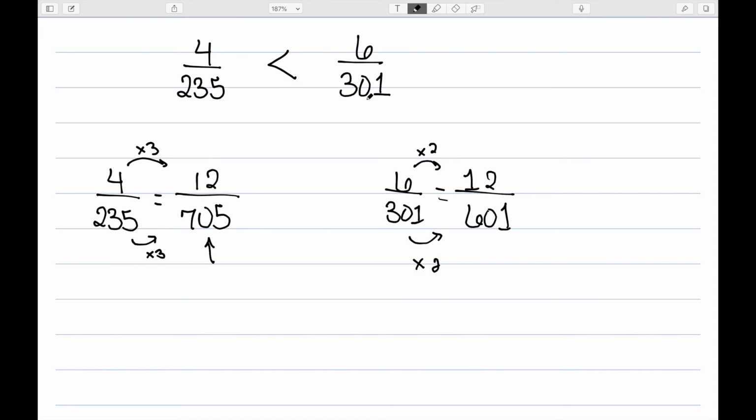And just like whenever we use common denominators, this does not have to be the least common numerator. I could have multiplied 4 by 6 and 6 by 4 to get a common numerator of 24, and this would work the exact same way.